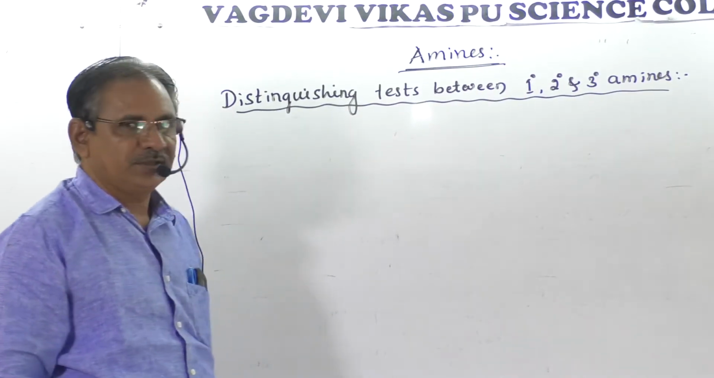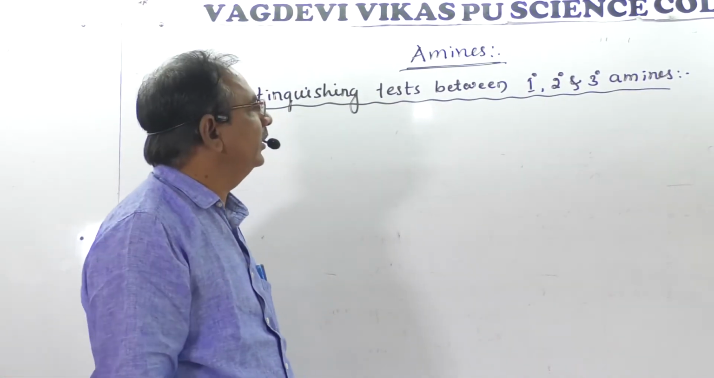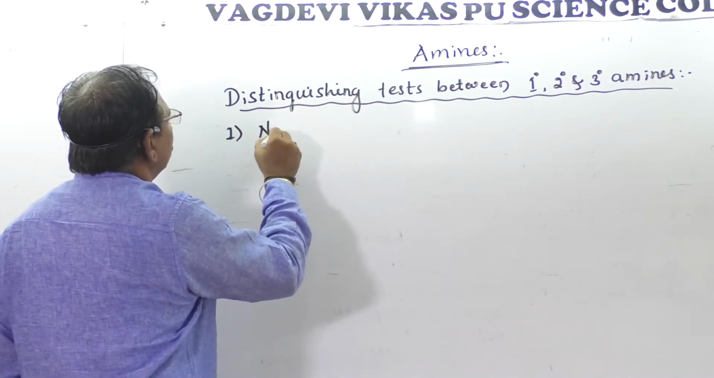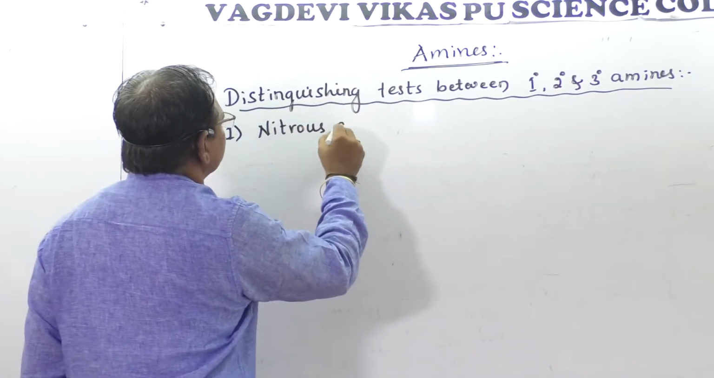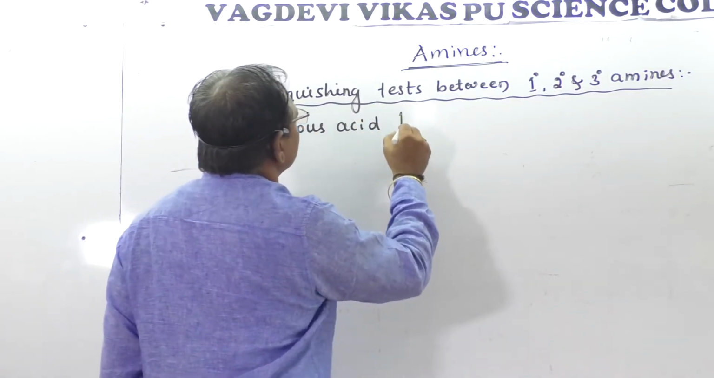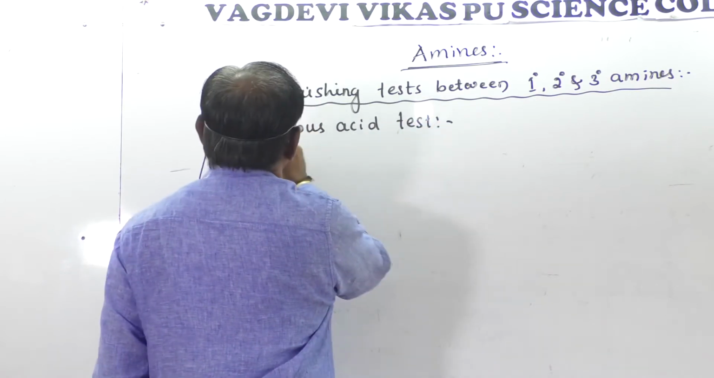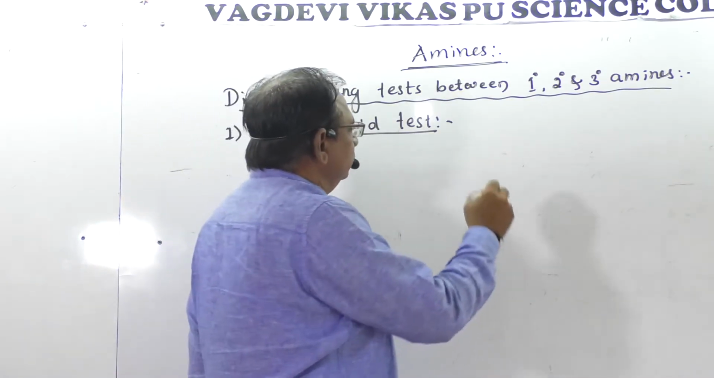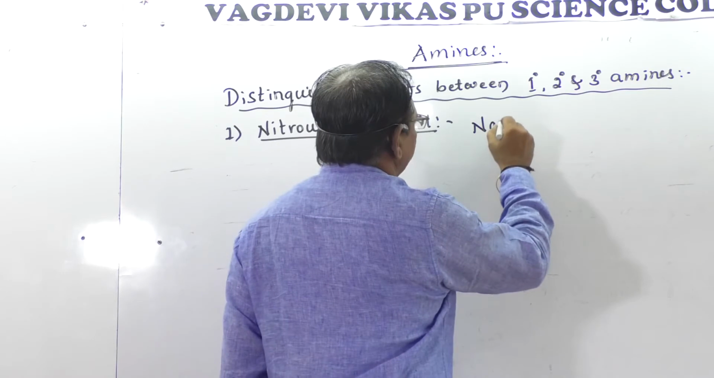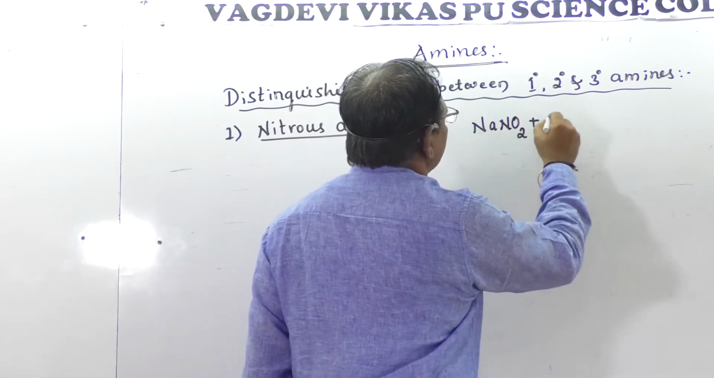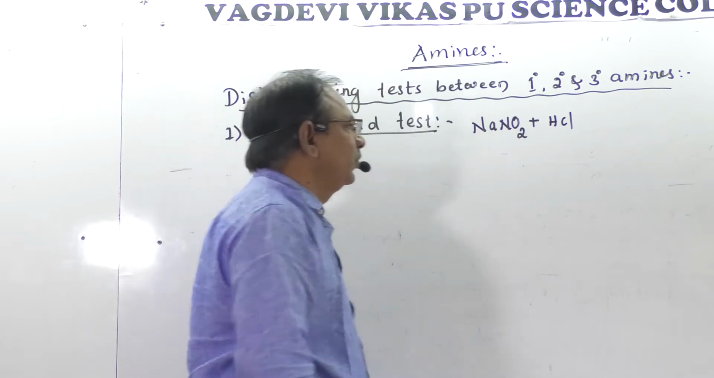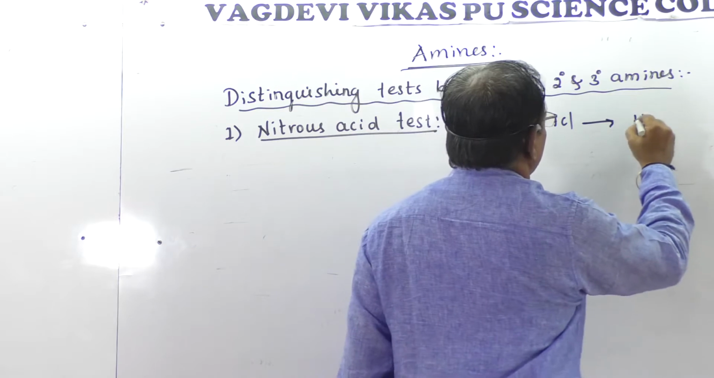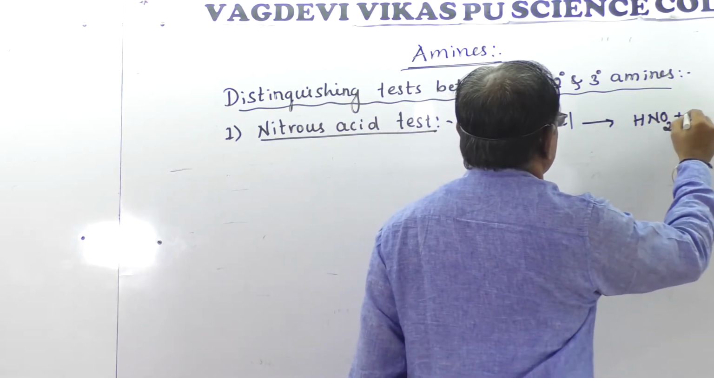There are two tests to distinguish primary, secondary and tertiary amines. The first test is the nitrous acid test. Nitrous acid here means sodium nitrite treated with hydrochloric acid to form HNO2 plus NaCl.